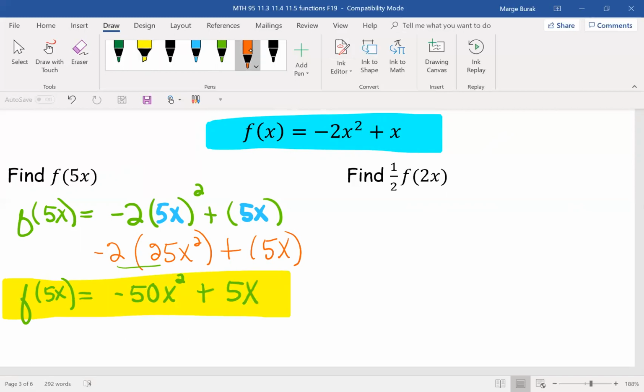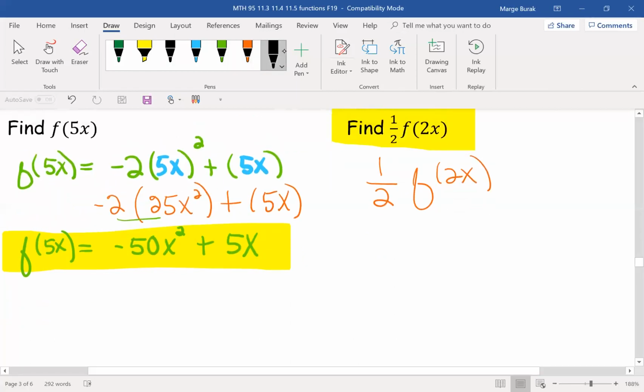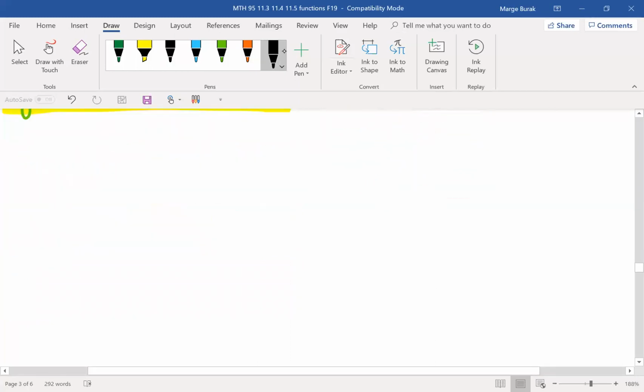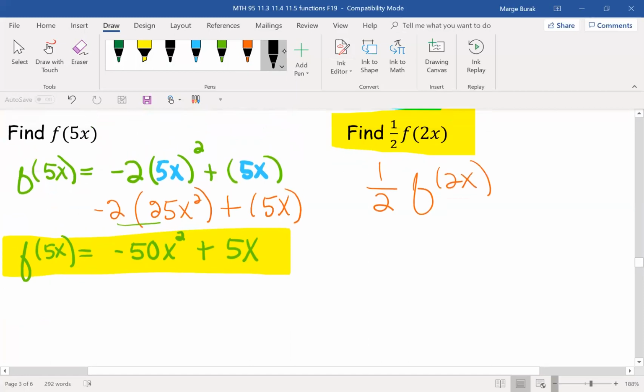Okay, now this one has a couple of things. It says find 1/2 of f of 2x. So I'm going to have 1/2 of f of 2x. So I might find f of 2x first and then do 1/2. That's what I'm going to do. So first I'm going to find f of 2x.